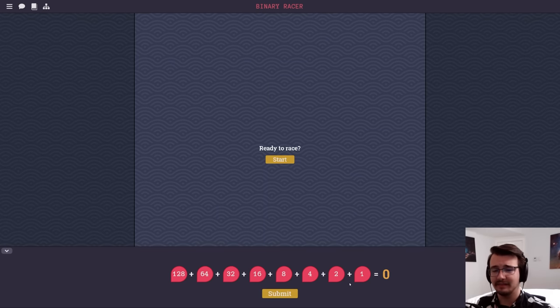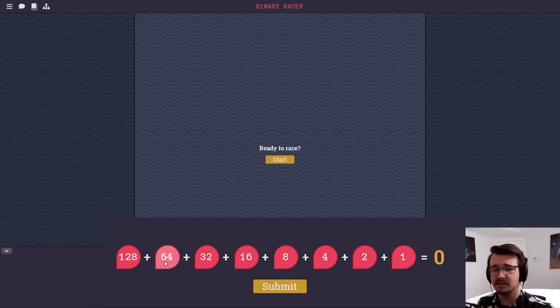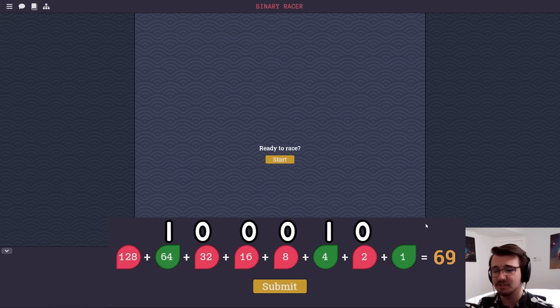Binary looks more like this. In 69, there is 1 64, 1 4, and 1 1. You can see that these are kind of on and off switches. And remember how an on is a 1 and an off is a 0? That would mean in binary, 69 would be represented by 1, 0, 0, 0, 1, 0, 1.